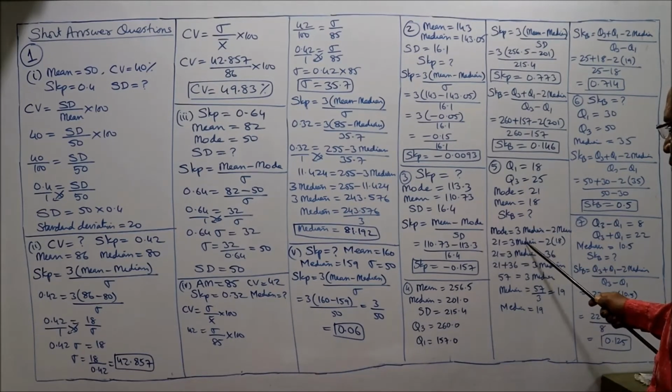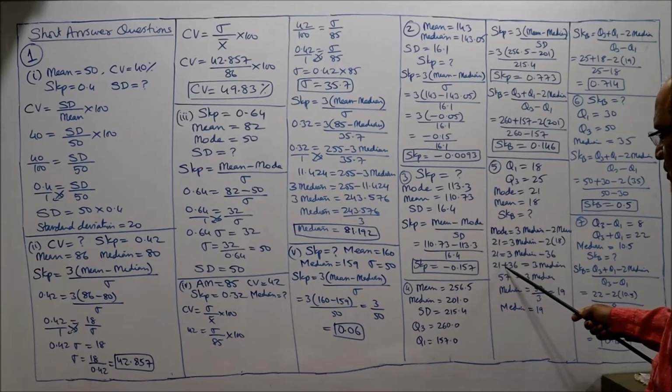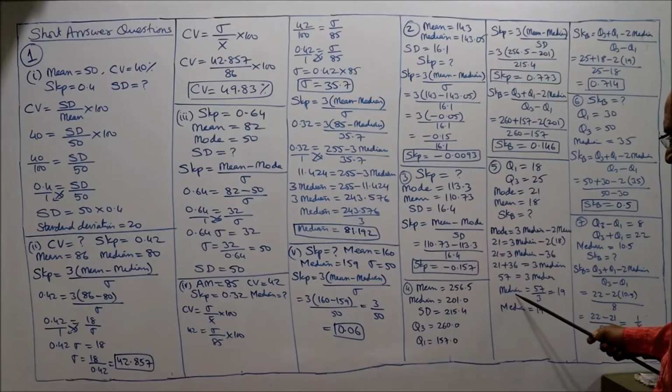So 21 is equal to 3 median minus 2 into 18, 36. Take this 36 to LHS. So minus 36 will become plus 36. 21 plus 36 is equal to 3 median. 57 is equal to 3 median. Median is equal to 57 by 3, 19.